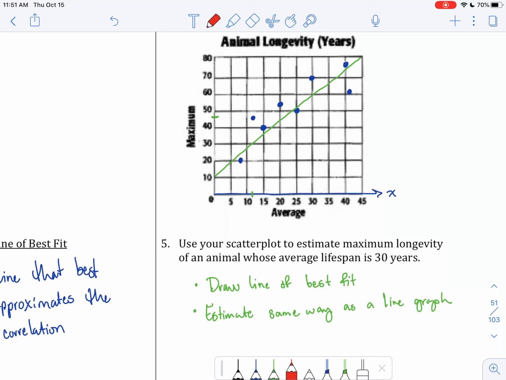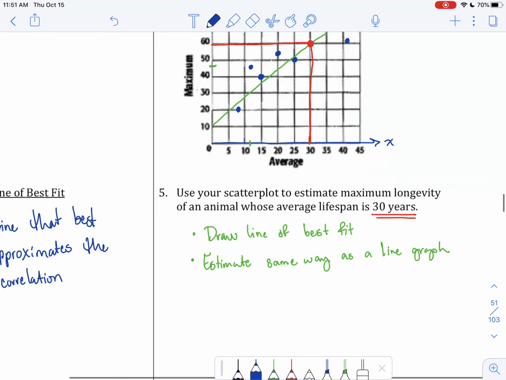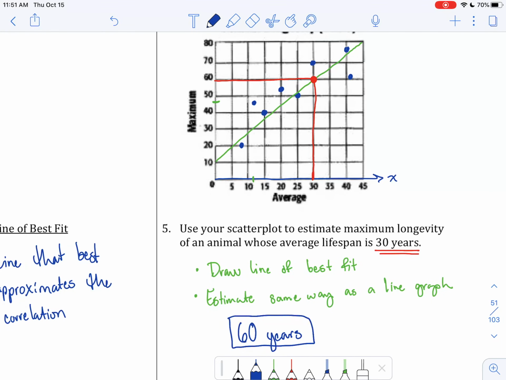This one is asking, what is the average lifespan for an animal 30? What would we predict the maximum is? So if here's 30, we go right to here. And on my line, it looks like it's 60. Again, that's going to be my estimation. I'm going to say, well, the maximum is going to be 60 years. Now, of course, not everyone's line is going to be exactly the same. So if you're anywhere in between, I think 55 and 65, that would be a reasonable approximation of the maximum longevity.